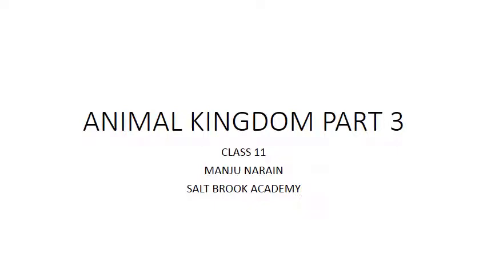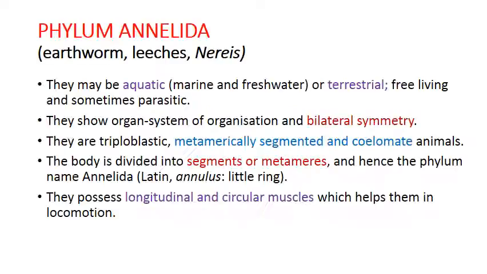This is the third part of the chapter, same chapter, animal. Now continuing with this same chapter, that is the animal kingdom. The next phylum is Annelida, और उसमें क्या आता है? Earthworm, leeches and aquatic annelid, that is Nereis.